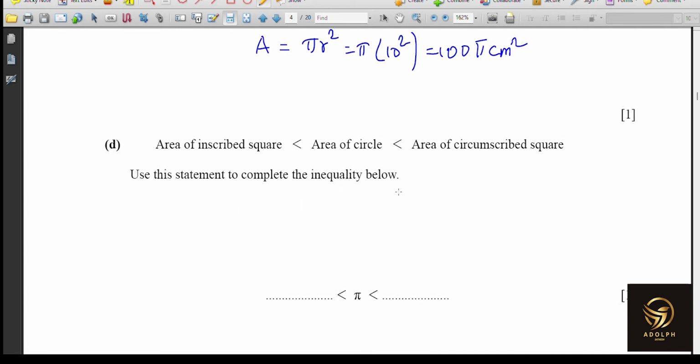Area of inscribed square, area of a circle, area of circumscribed square. So they have written that inequality. Use the statement to complete the inequality below. So area of circle, just now we found it, it's 100 pi, and area of circumscribed square we found in the first step, it's 400. Area of inscribed square we found is 200. If you compare the given inequality, it's 100, which means they have divided by 100. If you are dividing by 100, then this 200 will become 2, and then this 400 will become 4. So we have got the inequality: 2 less than pi less than 4.